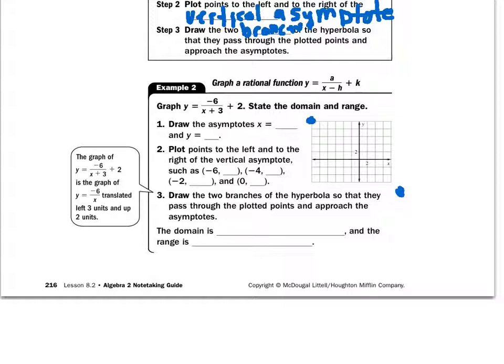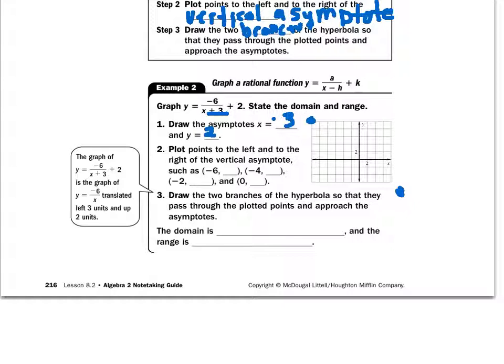So we want to draw the asymptotes. X equals, where's our h? Ooh, well, we have a problem because the h is not negative the way we need it. So we need to change that positive 3 to negative 3. And then a negative 3. We can pull it straight off as a negative 3 here. Okay, and then the y is positive 2. So x equals negative 3.